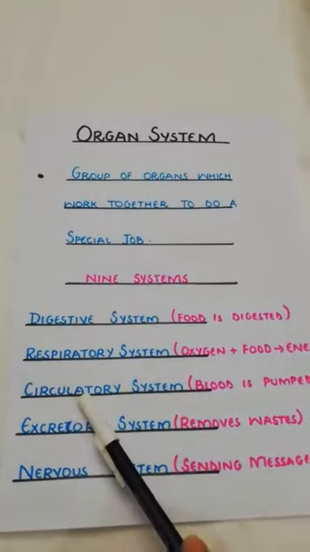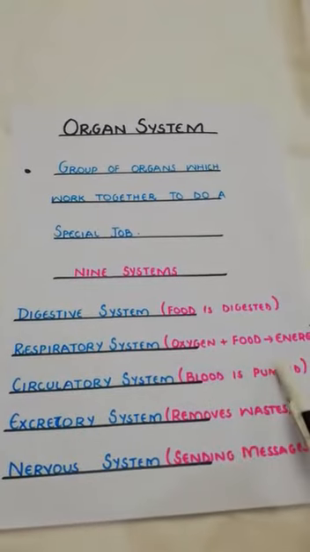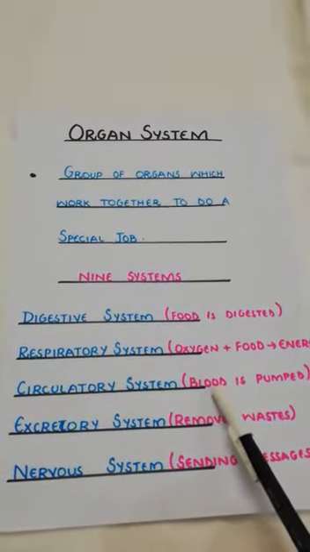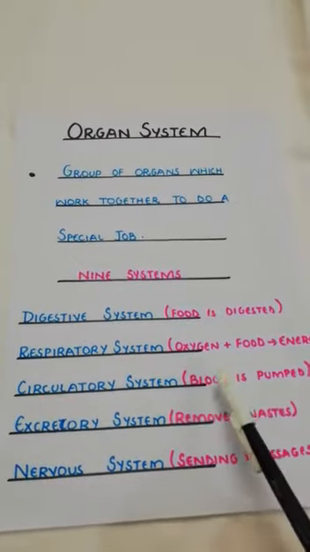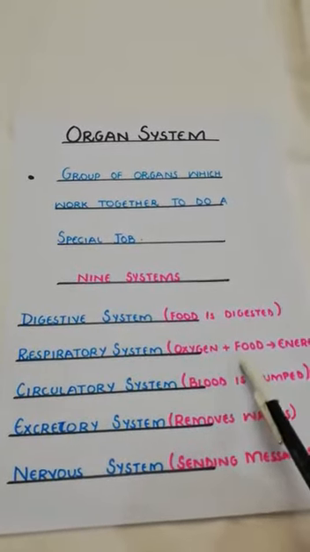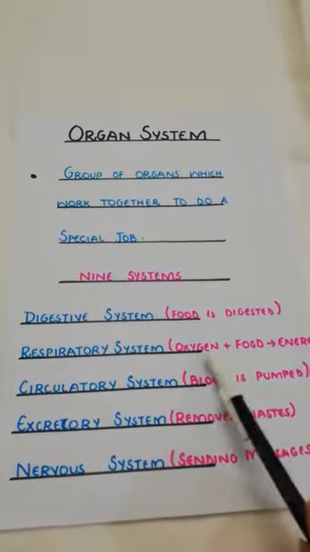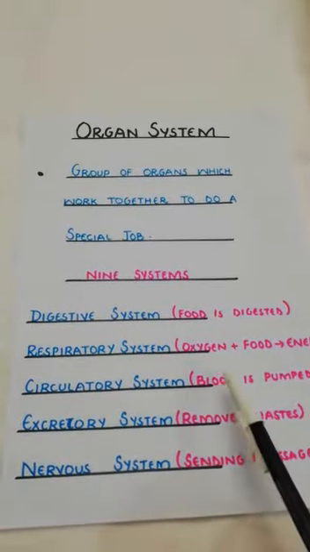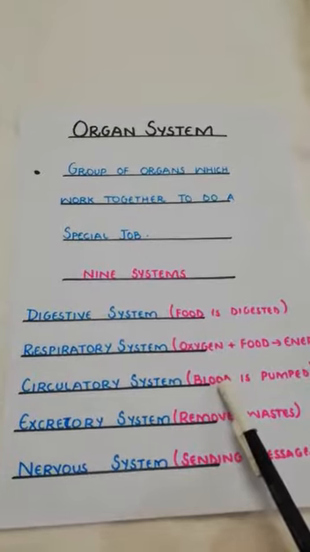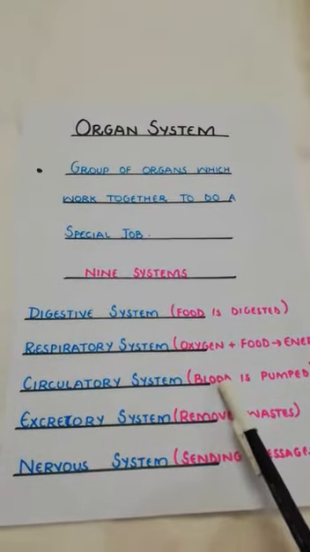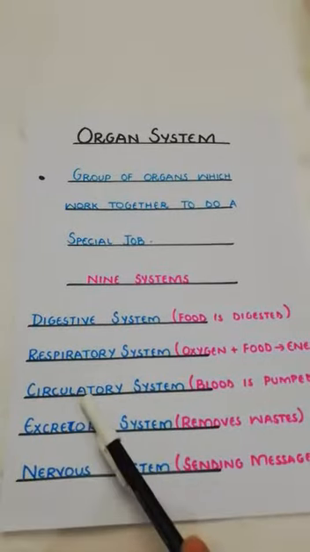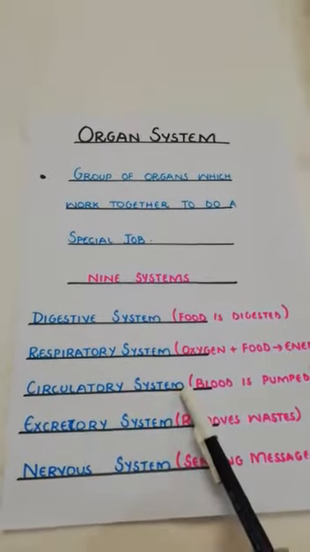Circulatory system. Here the blood is pumped. Why is the blood pumped? What is the connection of the blood with us? See, this food, this oxygen, this mixing of food and oxygen takes place inside the blood. And then this blood has to be provided to each and every cell of the body. This blood is provided or pumped by the help of circulatory system.